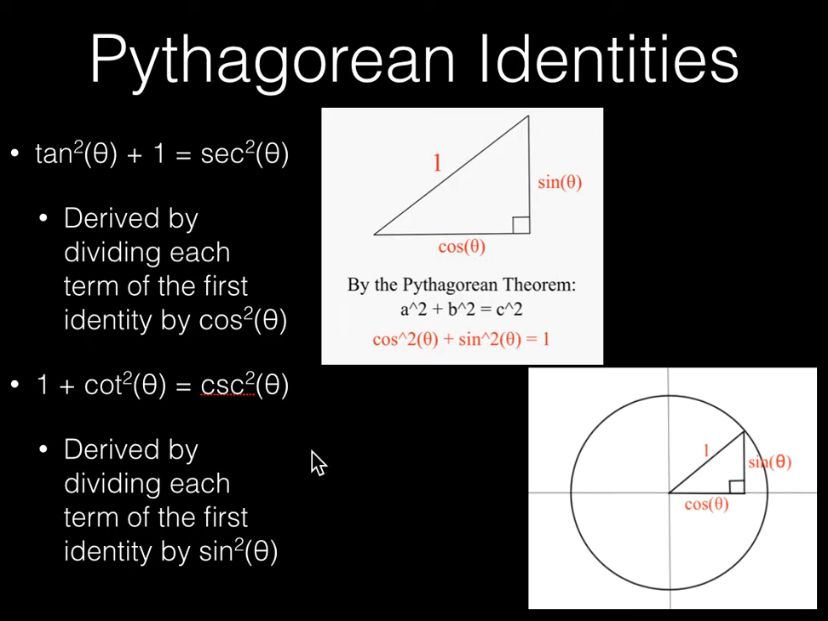Here are the other two Pythagorean identities. You derive these by dividing each term of the first identity by either cosine squared theta or sine squared theta. So you get tan squared theta plus 1 is equal to secant squared theta by dividing each term by cosine squared theta. And you get 1 plus cotangent squared theta is equal to cosecant squared theta by dividing each term by sine squared theta.